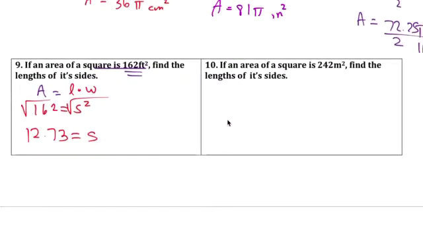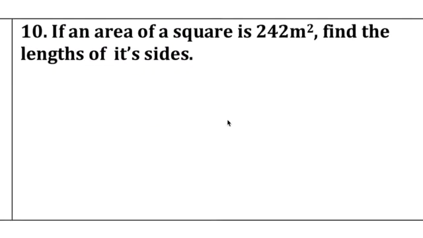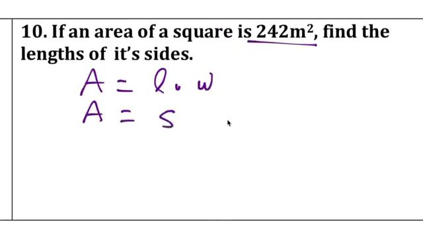Okay, an area of a square. Area of a square is length times width, but the length and width are the same, okay? So that's why they use this formula, area equals side squared, because one side times another side. That's area of a square.